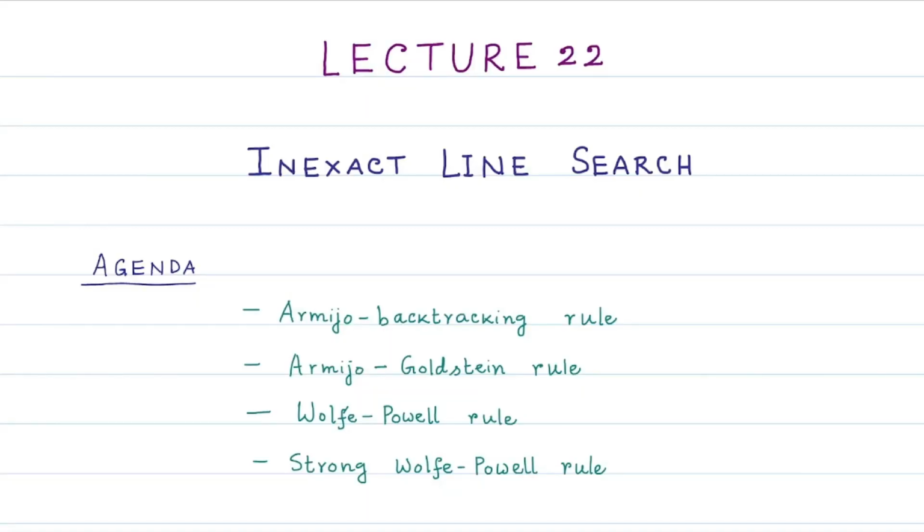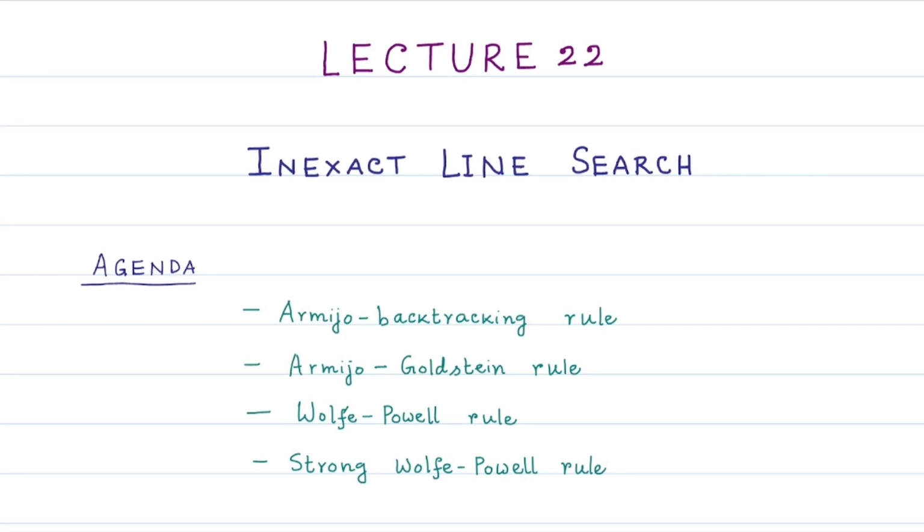Namely, in this lecture, we will discuss four inexact line search methods. Those are Armijo together with a backtracking rule. Next, the Armijo-Goldstein rule. Thereafter, the Wolfe rule or the Wolfe-Powell rule. And finally, the strong Wolfe-Powell rule will be described.